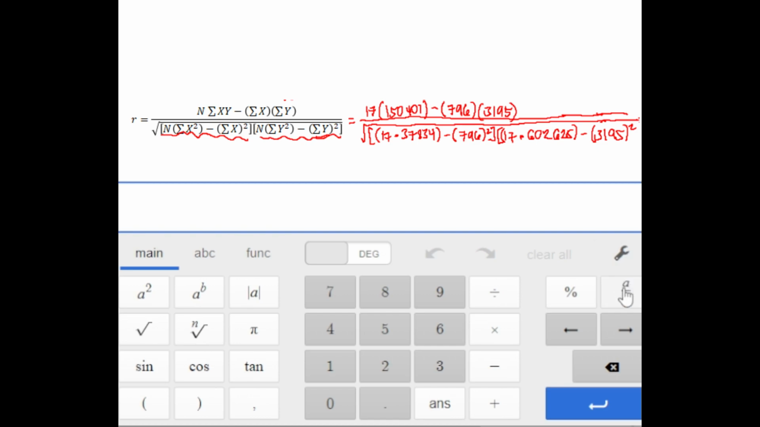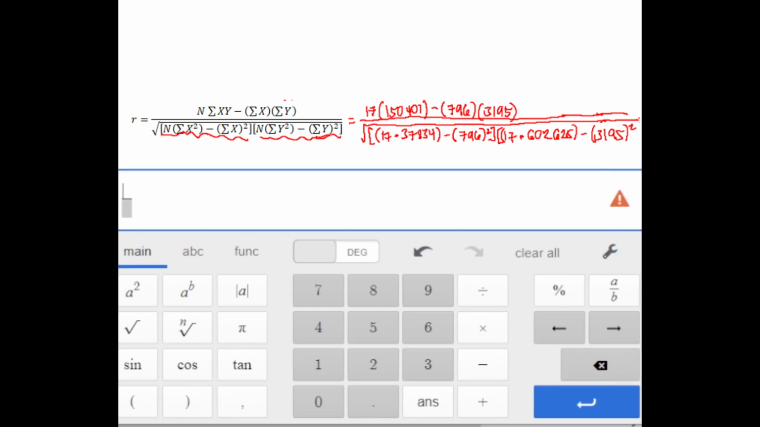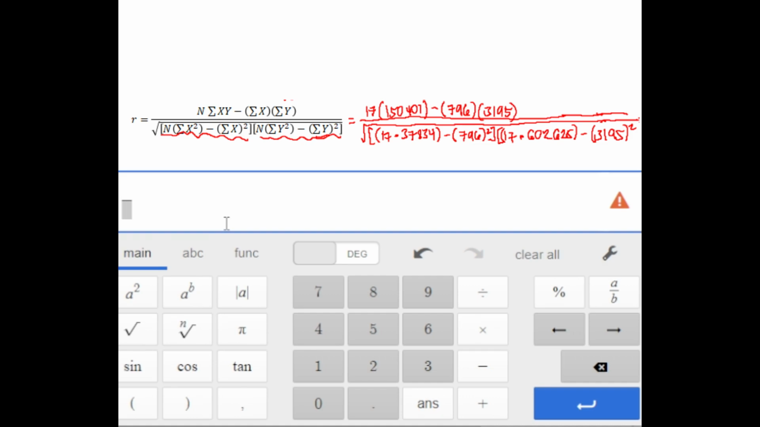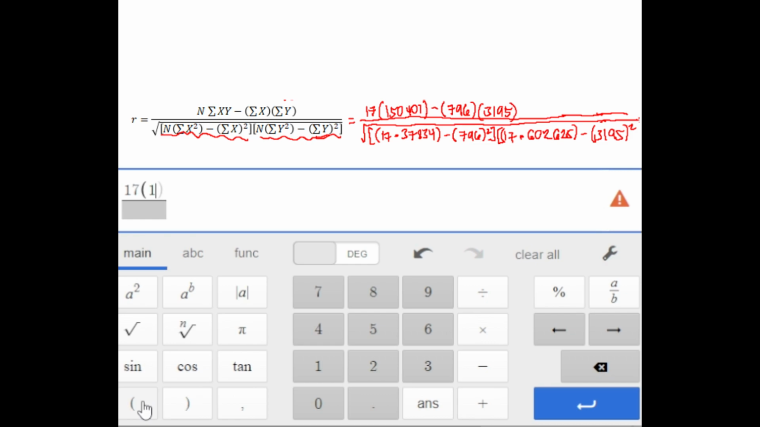Okay. Fraction again. Okay, fraction. So, ito ay 17,000 times 150,401. Okay. Minus 796,000 times 3,195. Okay. We're done on our numerator. Next po natin yung denominator.